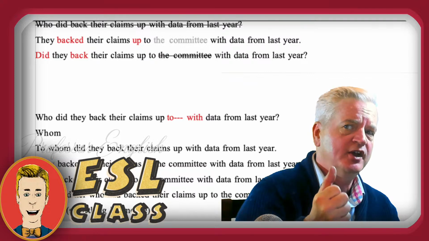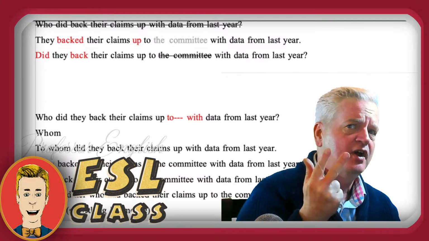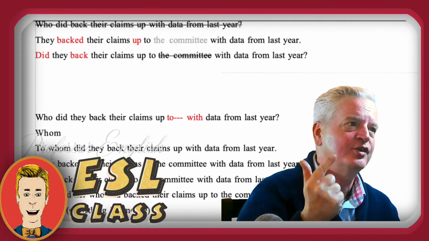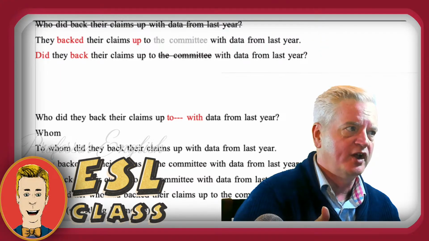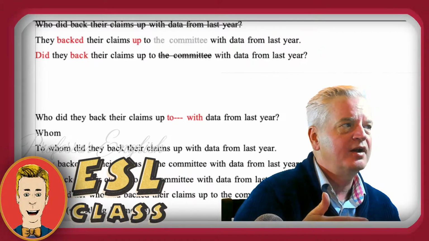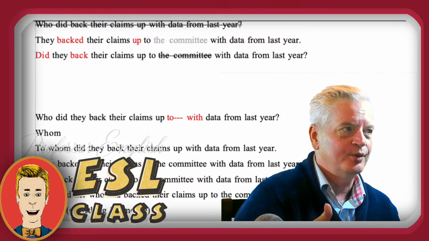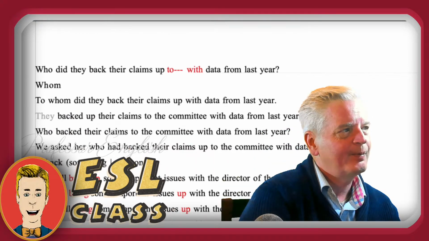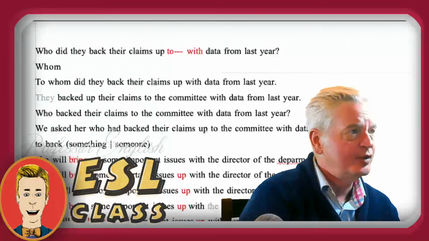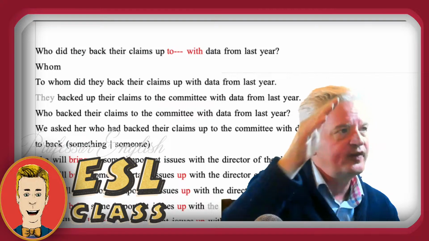And it's funny because you have three prepositions up against each other. You have up, to, with. So the best thing to do is to pause. Who did they back their claims up to with data from last year? You have to put in a little pause to make it sound nice. Who did they back their claims up to? There's a little pause there, with data from last year.